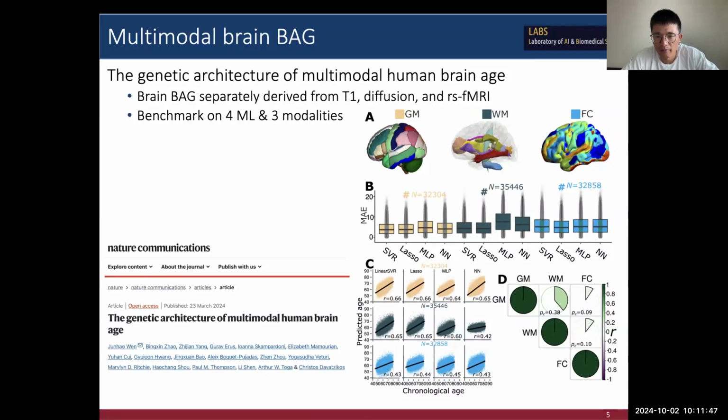And as we can see here, between the linear and the nonlinear models, actually, in our case, a simple linear model obtained a lower MAE and a higher Pearson correlation between the chronological age and the predicted age. And of note, between the two linear models, lasso seems to perform pretty well. So for all the subsequent analysis, we use lasso as the main result. Then we also computed the Pearson correlation between the three multimodal BAGs, gray matter BAG, white matter BAG, and FC BAG. As we expected, the gray matter BAG and white matter BAG are highly positively correlated compared to other combinations.